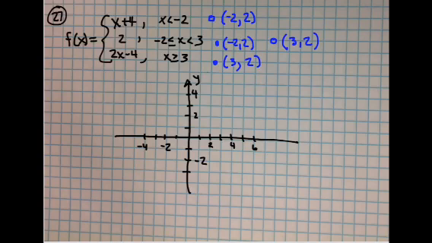Okay, so the function f of x is a piecewise function. It's made up of 3 pieces. The domain for each piece is listed here on the right side, and that's why you see here an open dot.